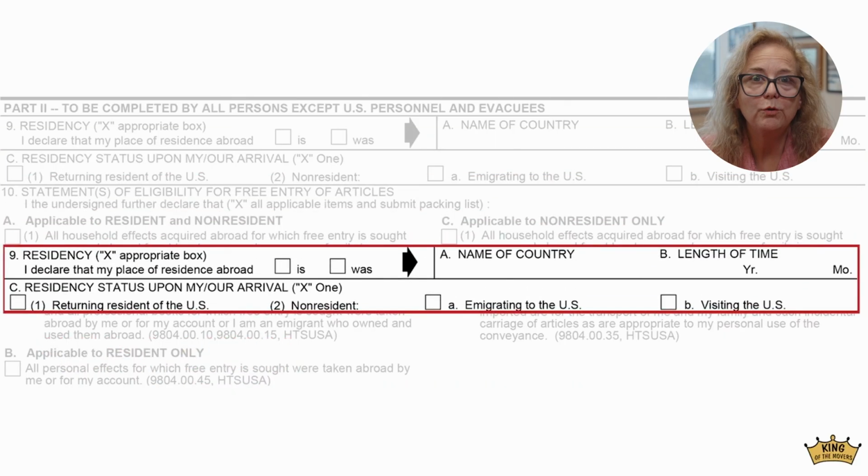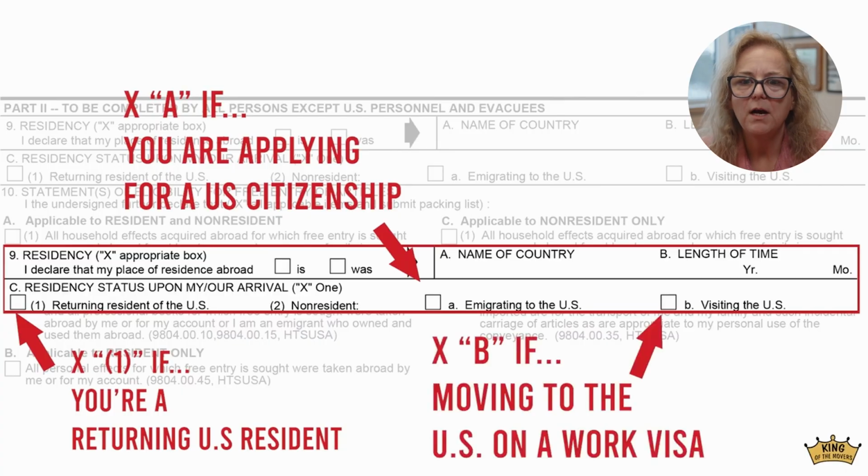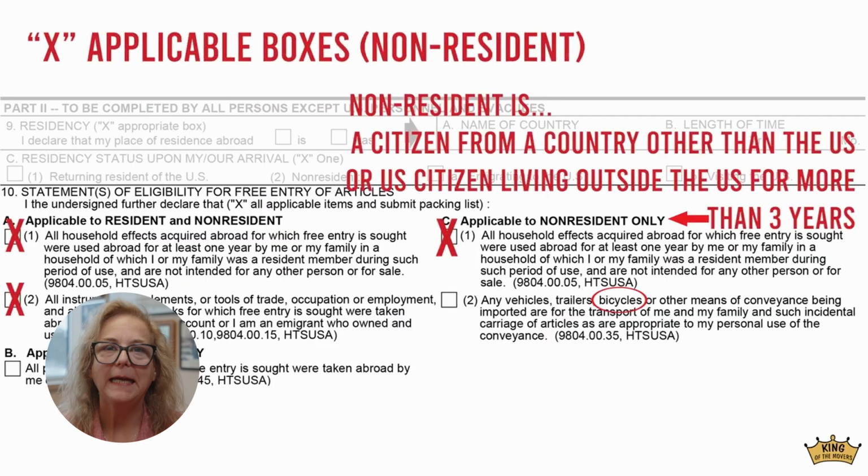In part 2C is where you indicate what your status is upon arrival. Are you a returning U.S. resident? Are you going there to visit, which is the case if you are actually going on a work permit? If you're going to the U.S. to work, your residency status upon arrival would be visiting the United States. Section C, A, you're going to work in the United States on a work permit. You're considered to be a non-resident.